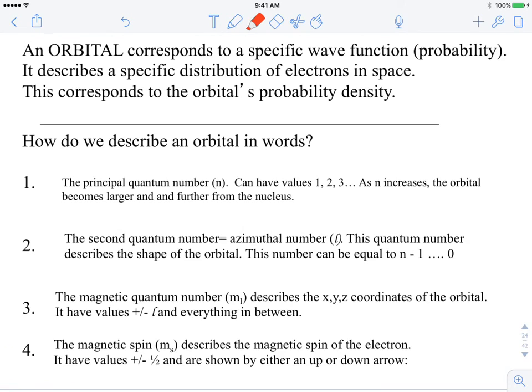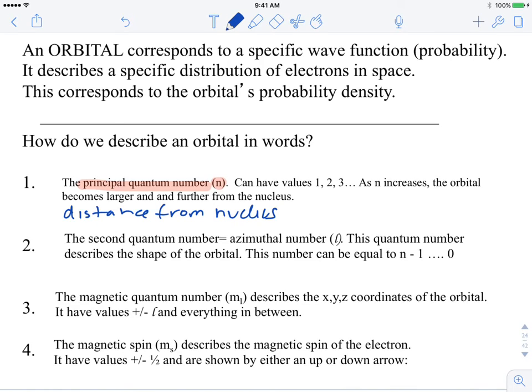What do these correspond to? Well, the first one is n. It is called the principal quantum number. Basically what it tells you is the principal energy level, the size of the orbit or orbital. So this is the distance from the nucleus. So the larger that number, the larger the orbitals are within that principal energy level.